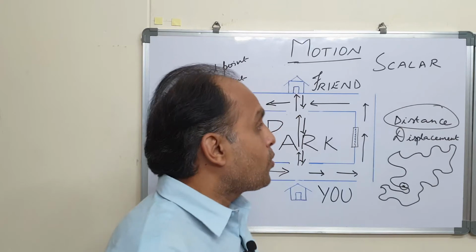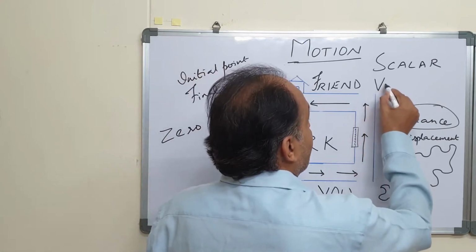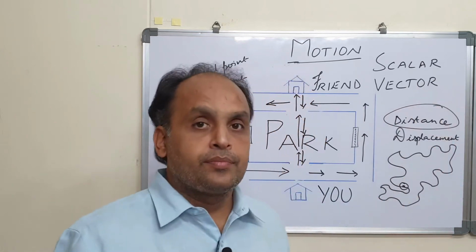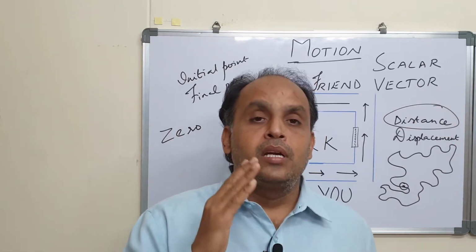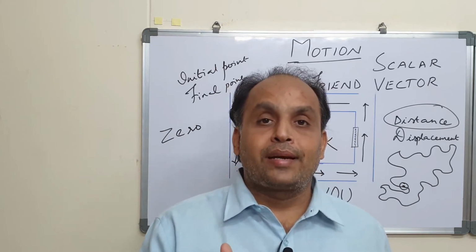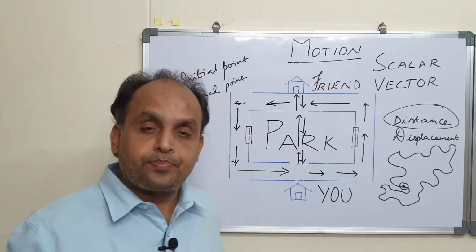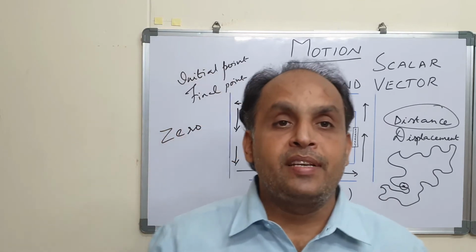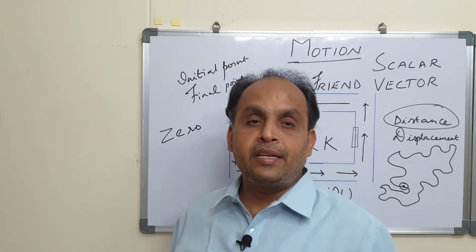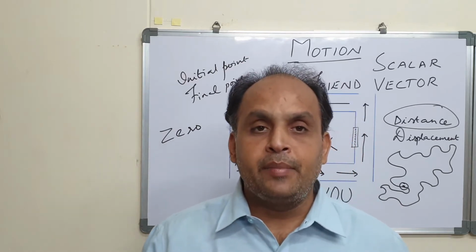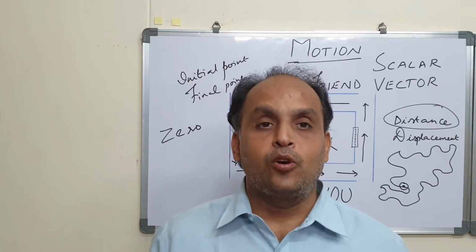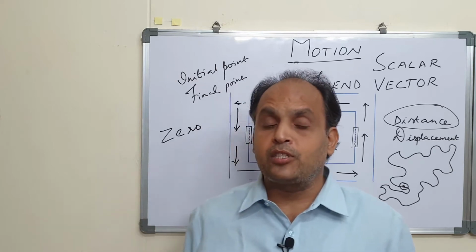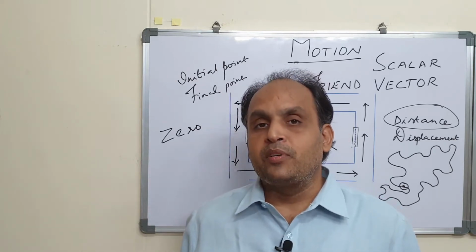Whereas, the quantities that are expressed in both magnitude and direction are called vector quantities. Example, displacement. I told you. So, whenever we say the displacement of a body, we associate direction to it. 50 meters towards right, 70 meters towards north, 10 kilometers towards east. So, we associate direction whenever we talk about displacement, which is a vector quantity.